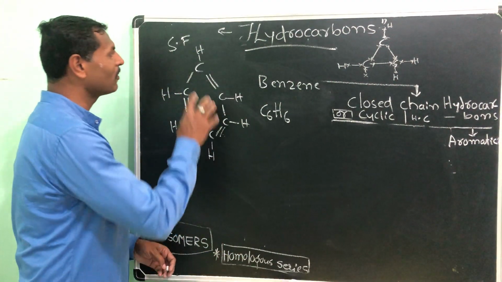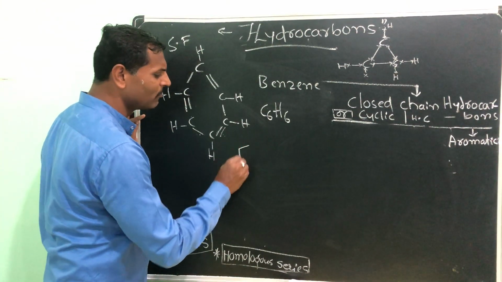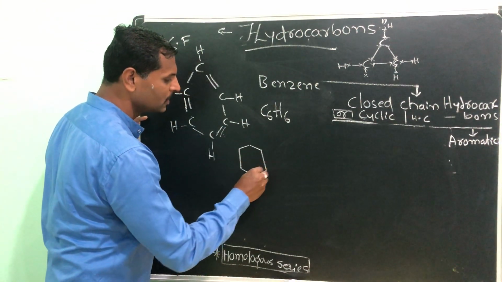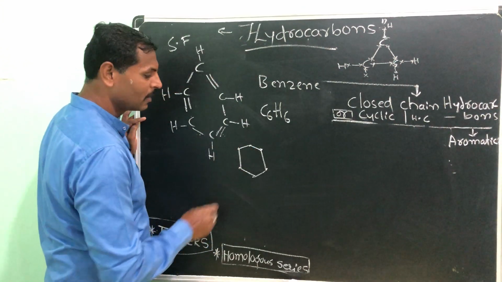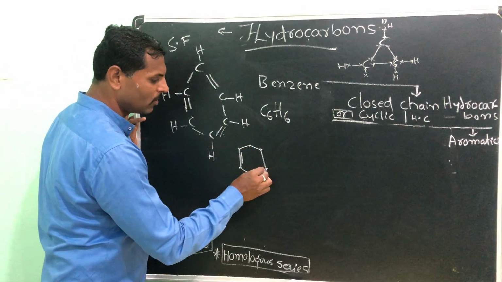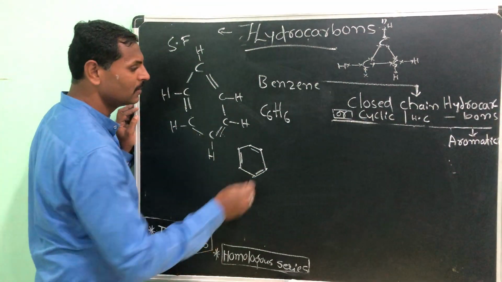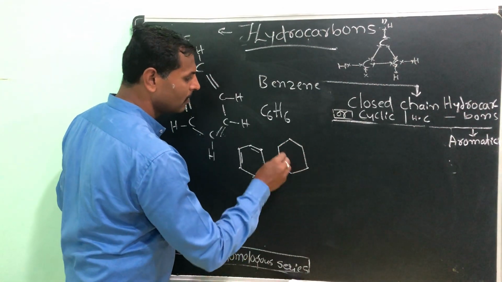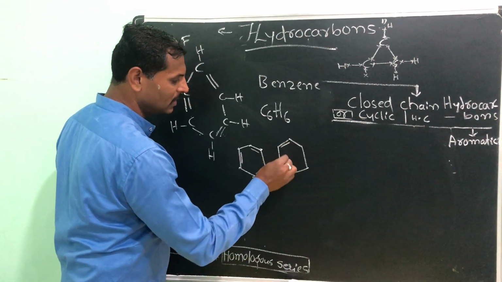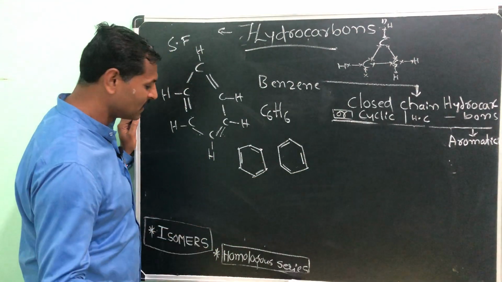This is the molecular formula, this is the structural formula. The structural formula you can write like this also. Simply, if you write like this, each point shows the presence of carbon. Single bond, double bond, single bond, double bond, single bond, double bond. This is also a structural formula for benzene. You can write like this also, double bond, single bond, double bond, single bond, double bond. This is also a structural formula for benzene.